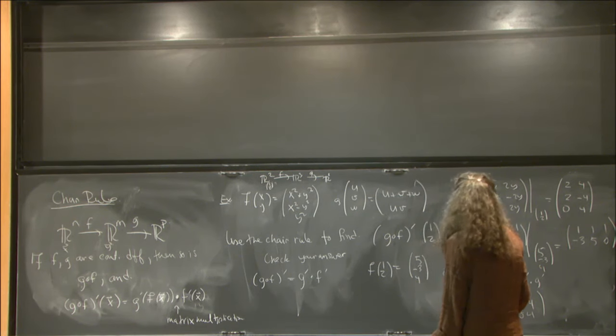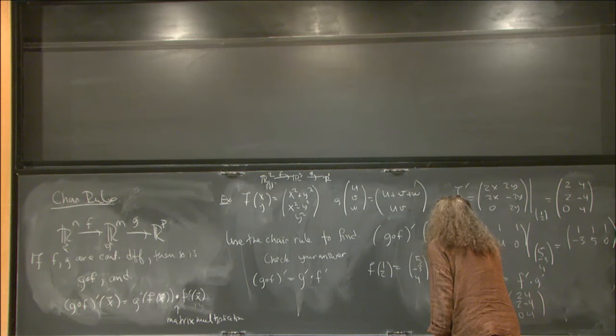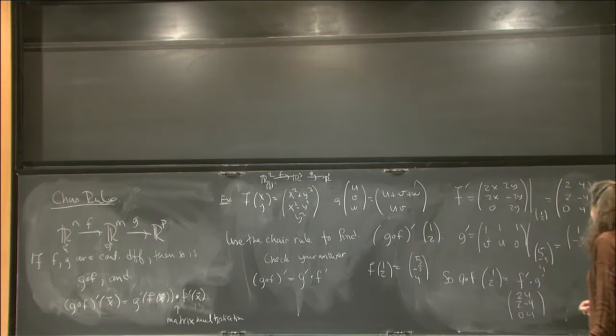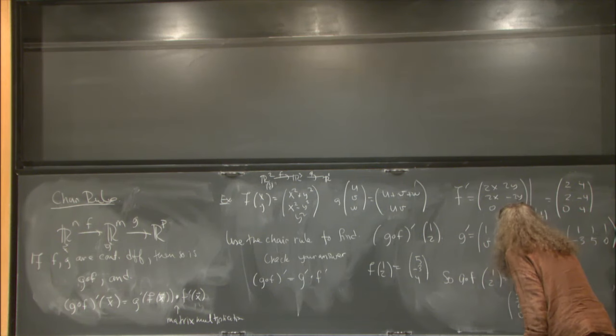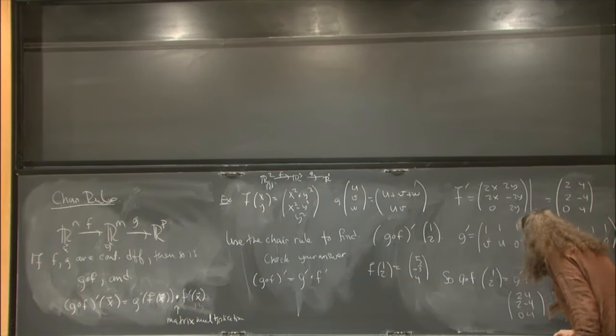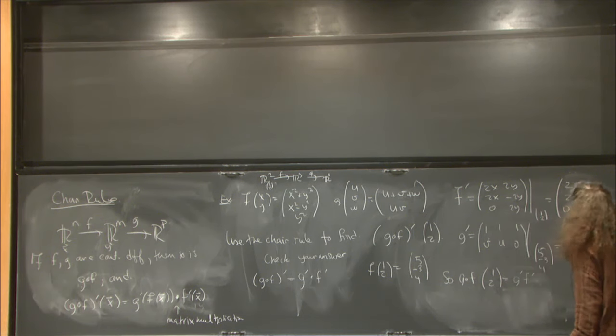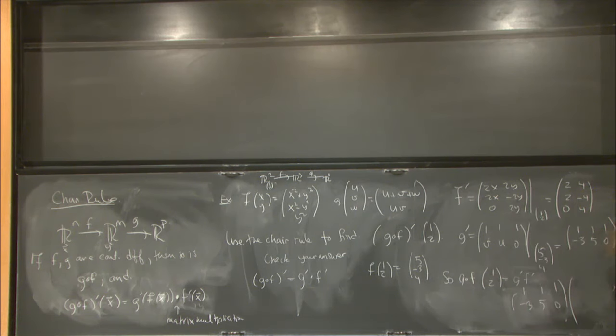It should be G composition F. Right here, yeah, all right, okay, thank you. G composed with F, yeah, that's right. Okay, that didn't make any sense. So this is G prime F prime. So G prime, we have to do it the other way. That'll come out the right size. That's better. Okay, so I have to multiply 1, minus 3, 1, 5, 1, 0 by 2, 4.